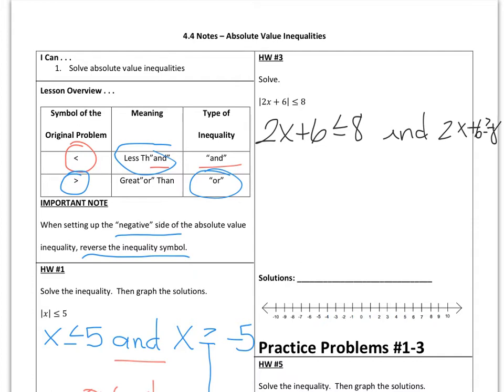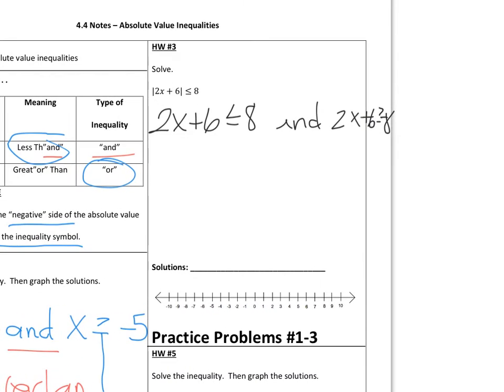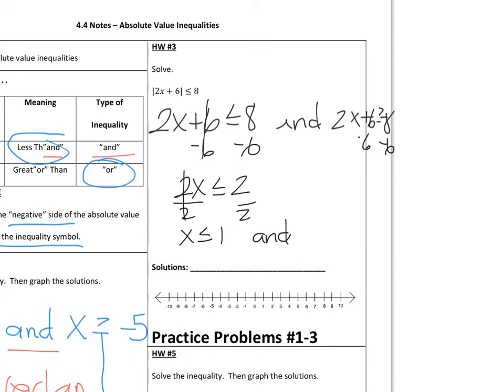So now I'll just solve those two problems. I'm going to subtract 6, and I've got 2x less than or equal to 2, divide by 2, and I get x is less than or equal to 1. And we'll do the other side. We'll subtract 6 from both sides, and I've got negative 8 minus 6, which is negative 14. Then I'll divide by 2, and I've got x is greater than or equal to negative 7.